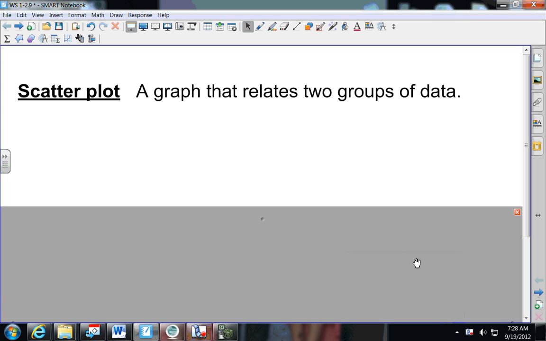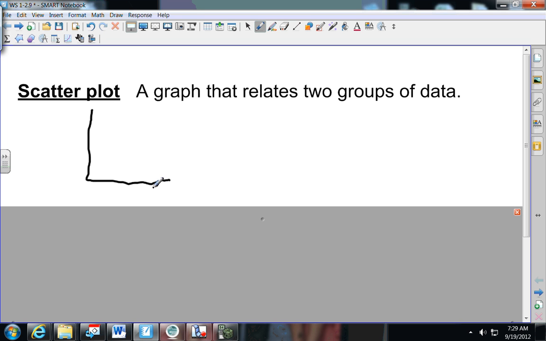In this section, we're going to be talking about scatter plots. If you look up on your paper, up on the top left, it has the words with the definitions. It's a graph that relates two groups of data. Basically, a scatter plot's when you go and you collect data.